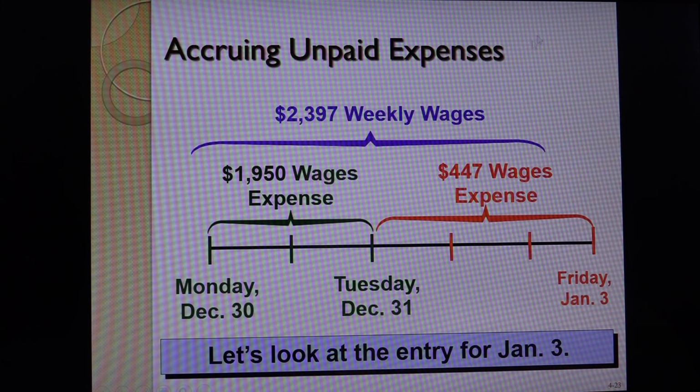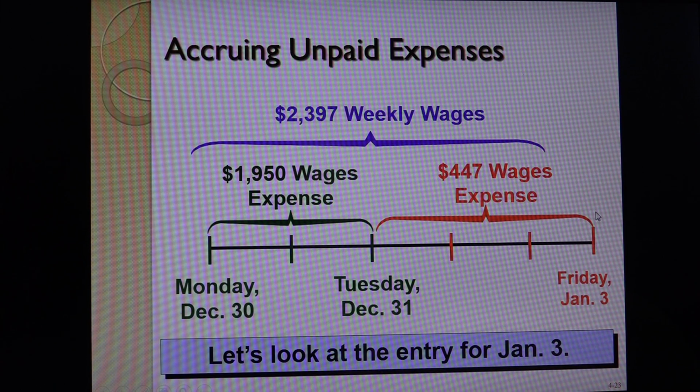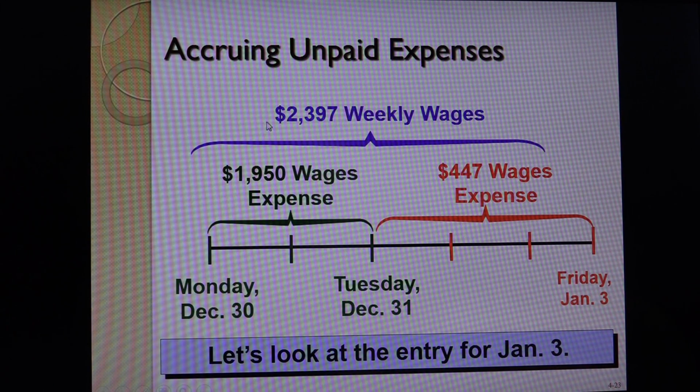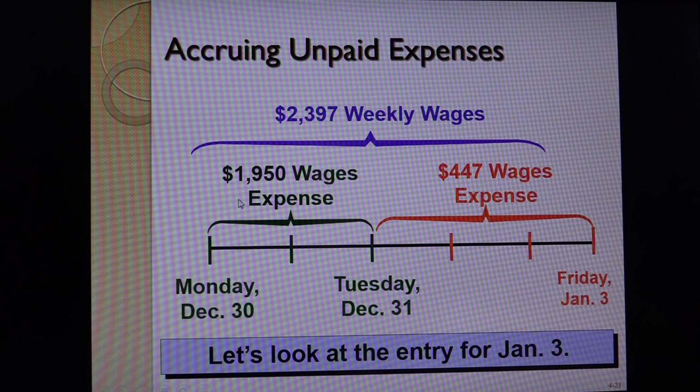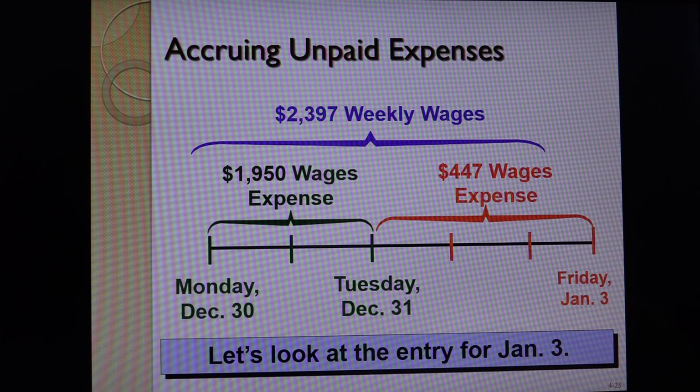And here, of course, they're paying some more days in the month in that next year. So there's a little added twist, but that's not that big of a deal. So, total they're going to pay $2,397 weekly wages. $1,950 of it is before the year end, and $447 includes wages in the current year, or in that next year, if you wish.